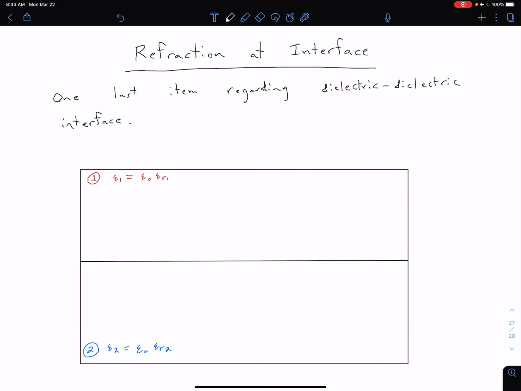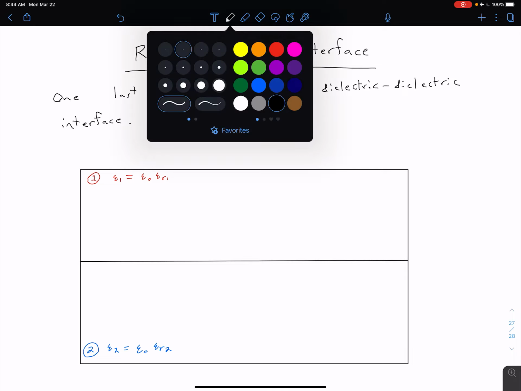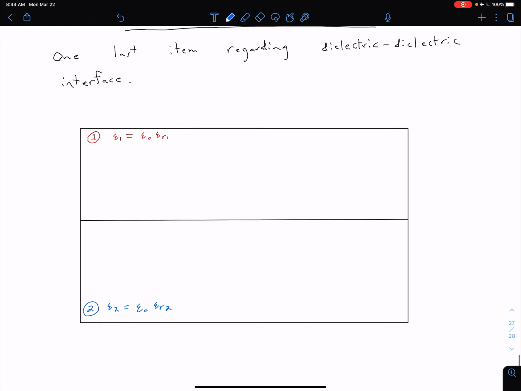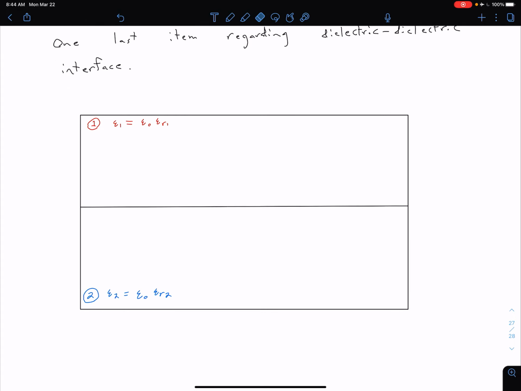One last item we're going to discuss regarding our dielectric interfaces is refraction at the interface. And so what this is, we have our same drawing here for our two regions with different dielectric constants. And so maybe we have some electric field E2 in our region 2 that looks like this, but then once it goes into our next region, maybe it has a different angle with the normal, so it looks something like this. So this would be our E1, and this would be our E2.